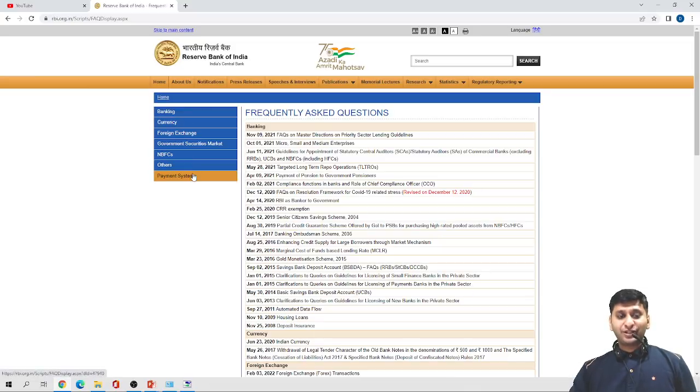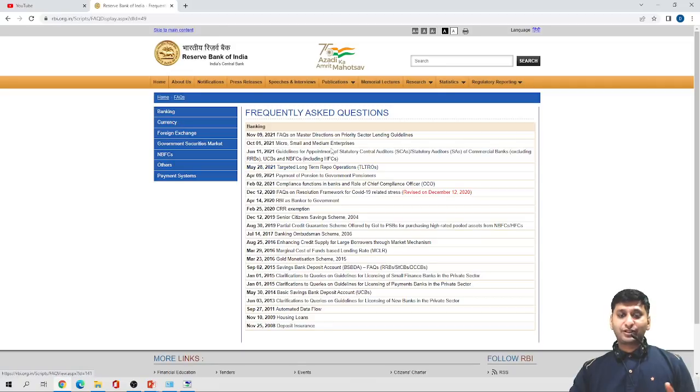तो इसमें सारे पढ़ने की जरूरत नहीं है. I think go for banking. There are some good FAQs with respect to the banking sector, for example on priority sector lending, right? TLTROs, which recently have been very popular. So आप ये FAQs पढ़िए banking में. Then for currency and foreign exchange, maybe you can leave.